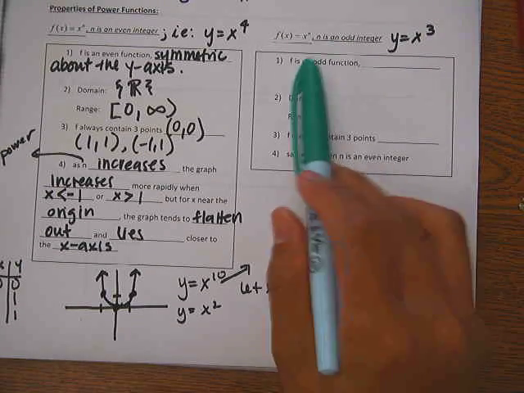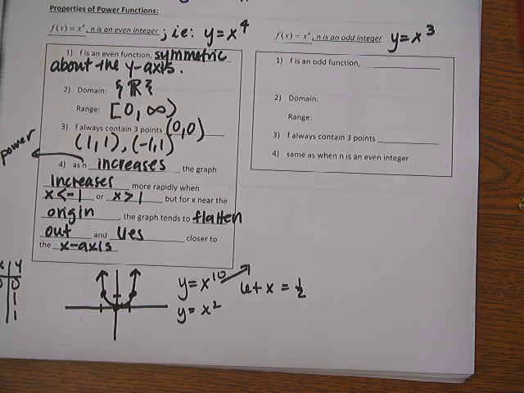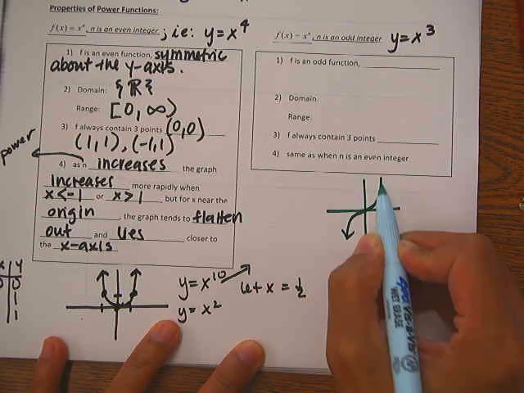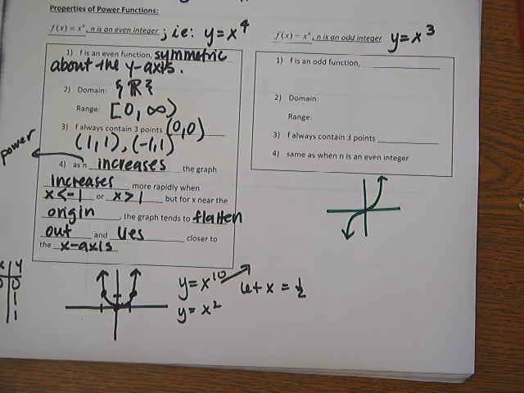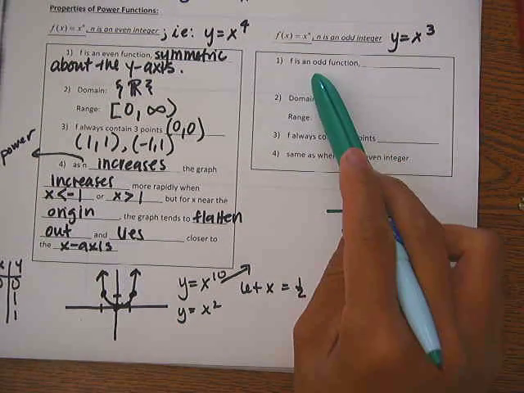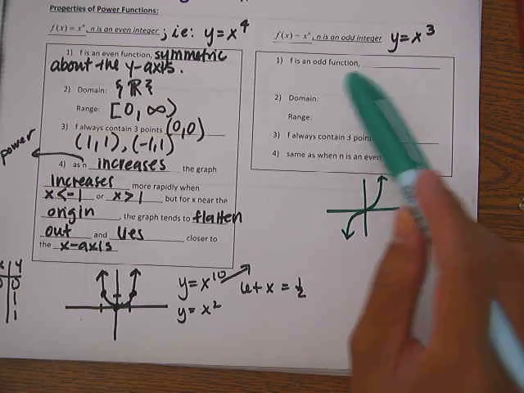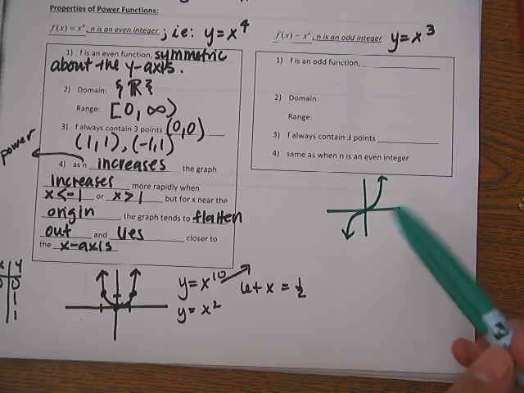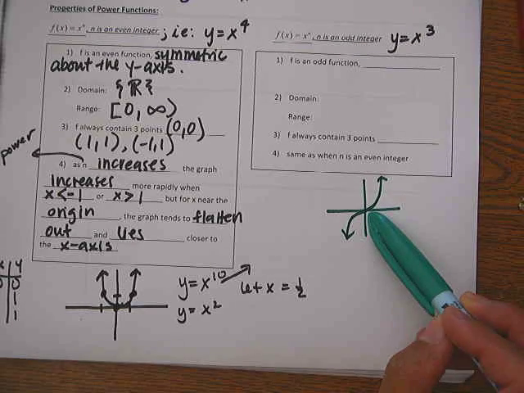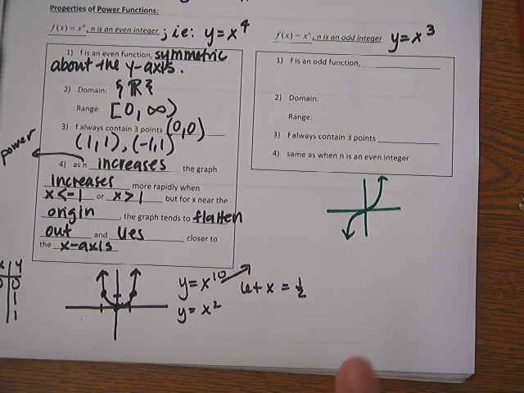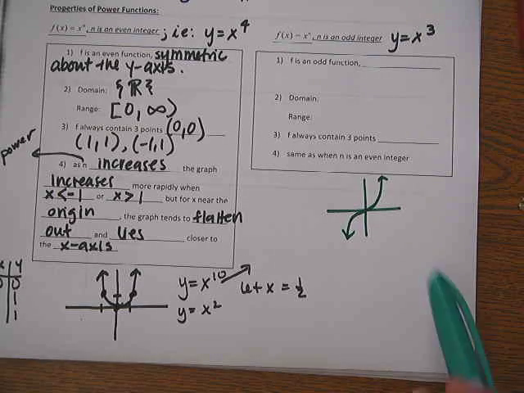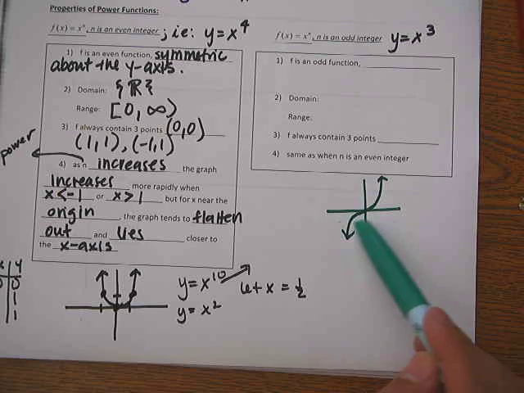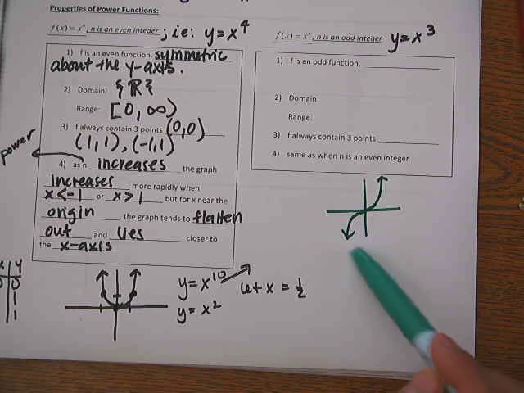When n is odd, we all know what this looks like. This is what y equals x to the 3rd is. f is an odd function, which we know is symmetric about the origin, so this is the spot where you write out symmetric about the origin. The domain and the range are both all real numbers, so write all real numbers on there.